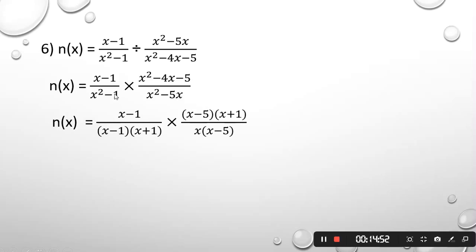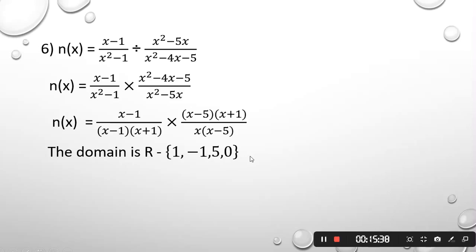So (x minus 1) over (x minus 1) plus... times (x plus 1) times (x minus 5) times (x plus 1) over x times (x minus 5). The domain, pay attention. The domain is R minus the set of zeros of the denominator and numerator. So the domain equals R minus {1, negative 1, 5}, and of course 0. We didn't write the numbers twice, so the domain is R minus {1, negative 1, 5, and 0}.